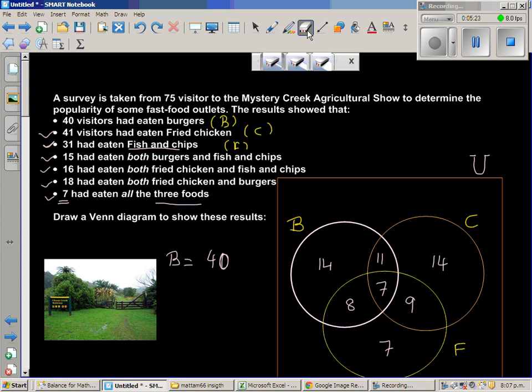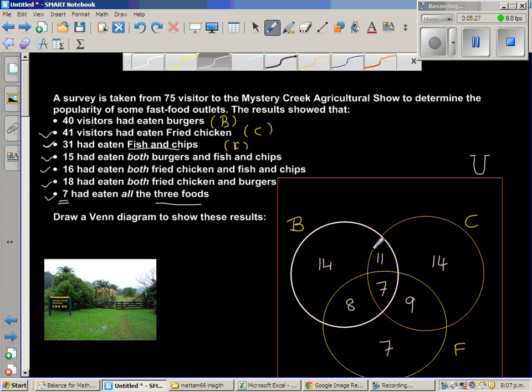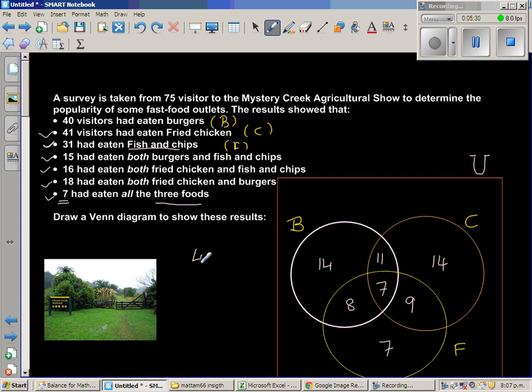I'm adding, if you add the burgers, that is 40. So if you add these two numbers, that is 14 plus 9 is 23. And then you've got this 7. Okay, so this is 70. So this has taken care of only 70 people who ate. So there were 5 people who did not eat. So that will come here, you'll write 5 here. So this is the complete Venn diagram.